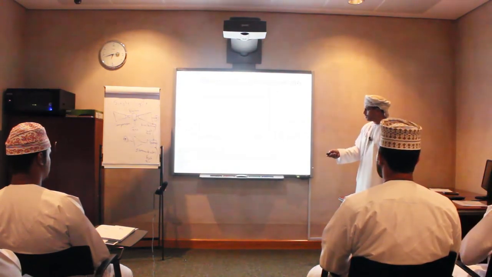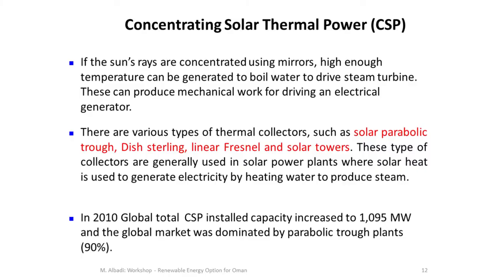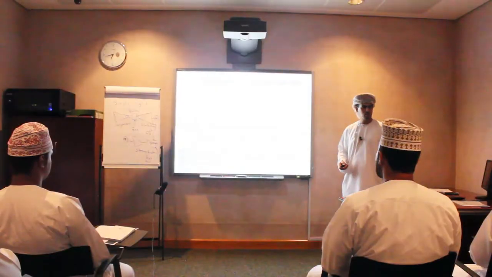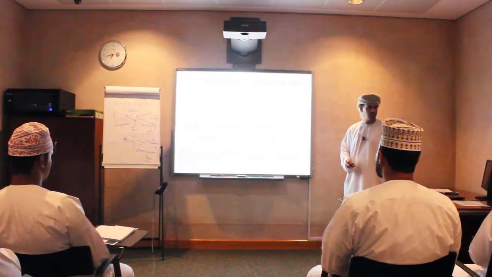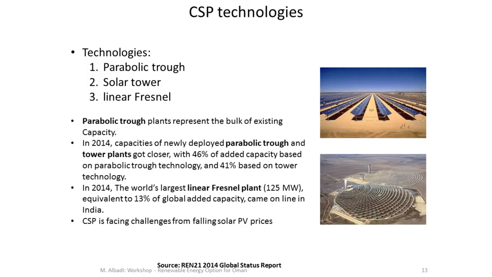Some statistics: in 2010, the global total CSP installed capacity was about one gigawatt. It's not that high. And the global market was dominated by the parabolic trough. So 90% of this capacity in 2009 and 2010 was parabolic trough. Today, the picture is slightly changed. This is the picture of parabolic trough, and this is the picture of solar towers. So you have different technologies.